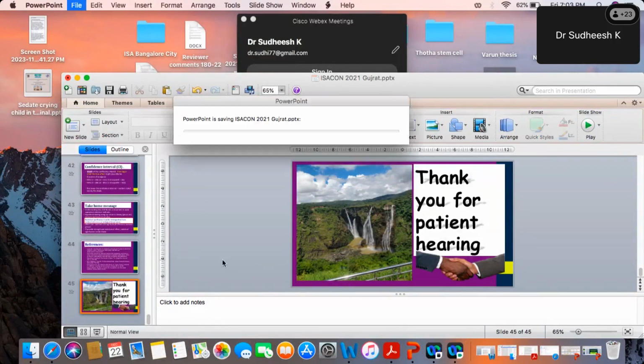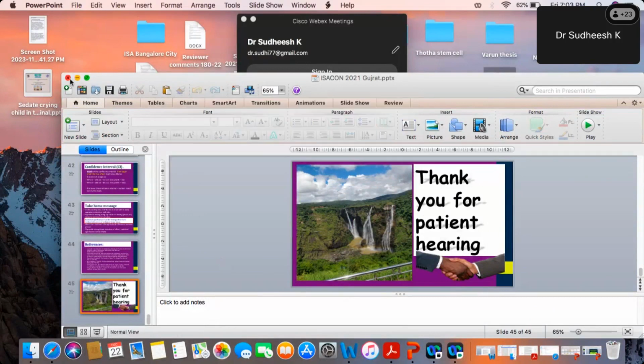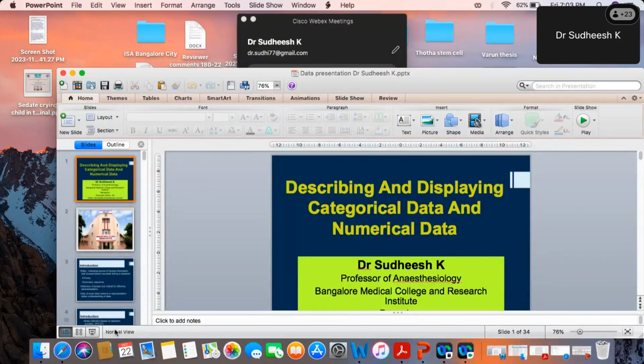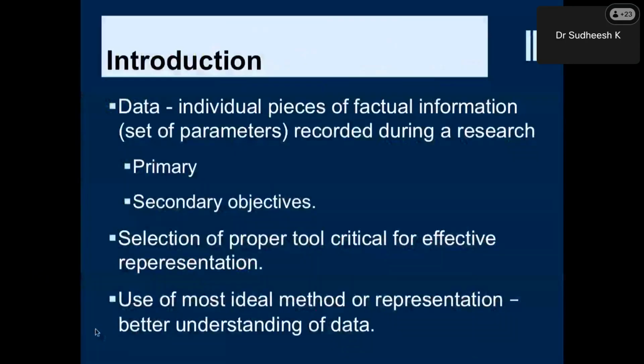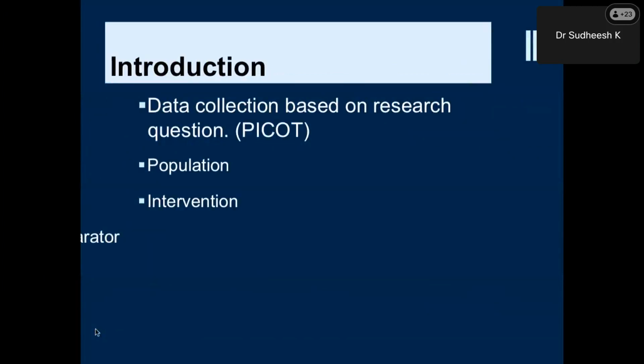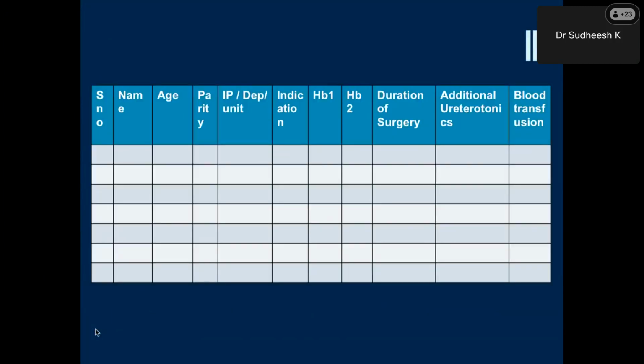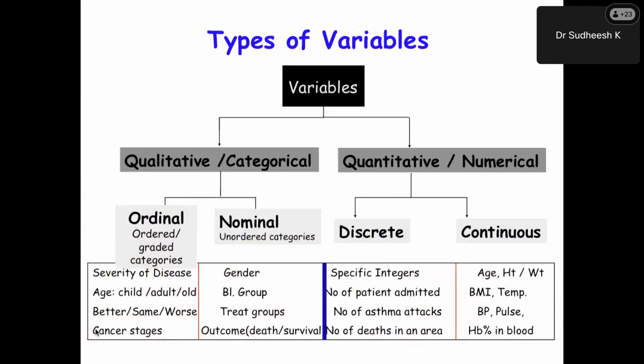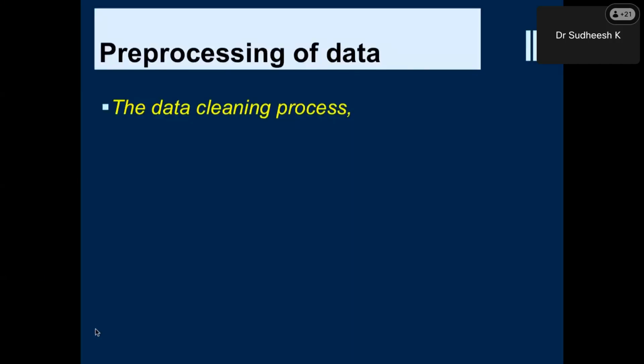In the next 15 minutes or so, I will quickly rush through how you represent your data. Data, as I told, is collected based on the time frame. These are the variables we collect, and they are classified into nominal, ordinal, categorical, and numerical, which are again classified into ordinal, nominal, discrete, and continuous respectively. Before we proceed with statistical analysis, there are three important steps you need to carry out.